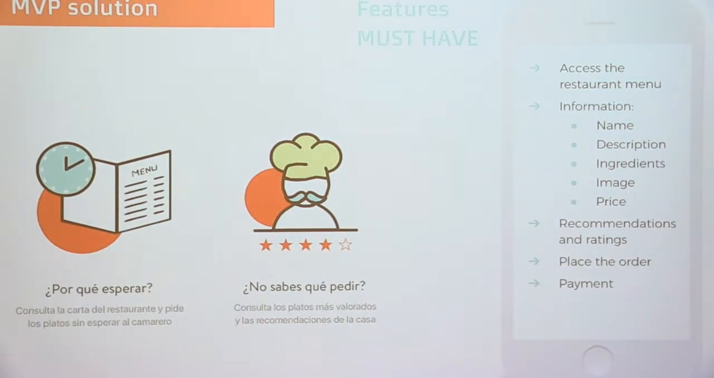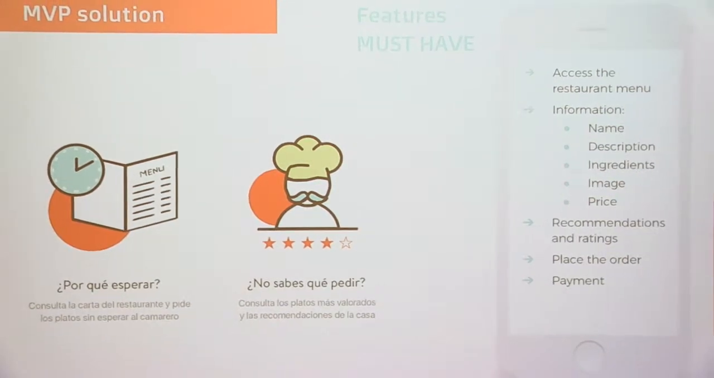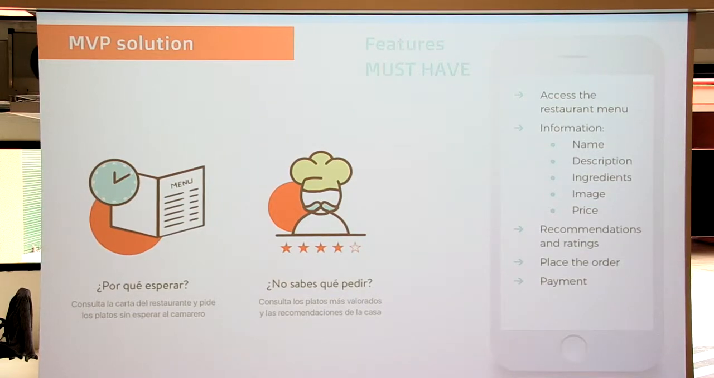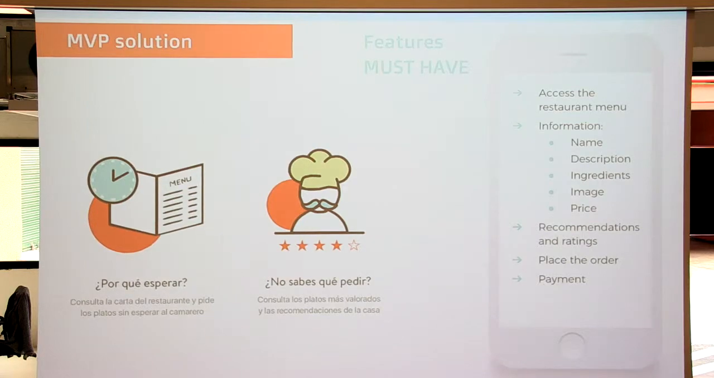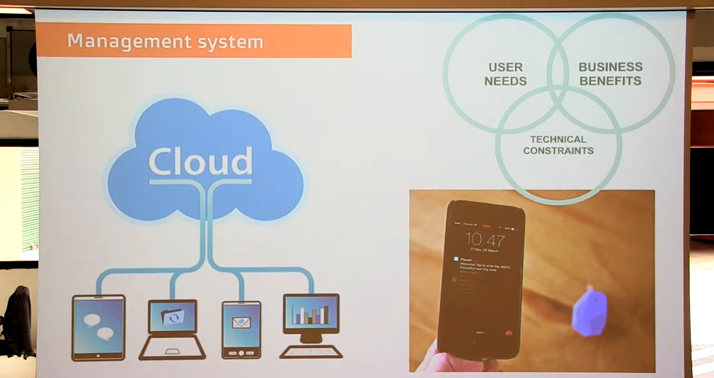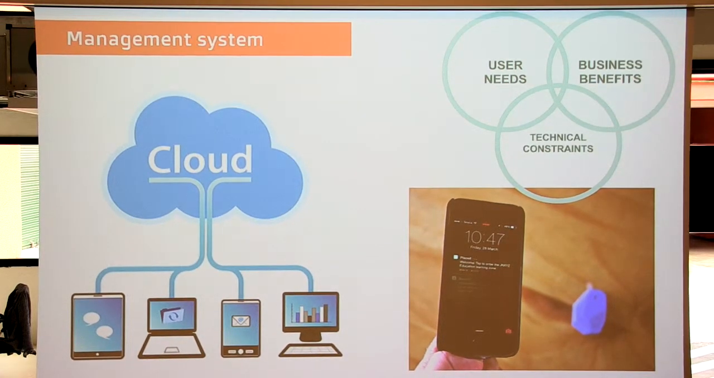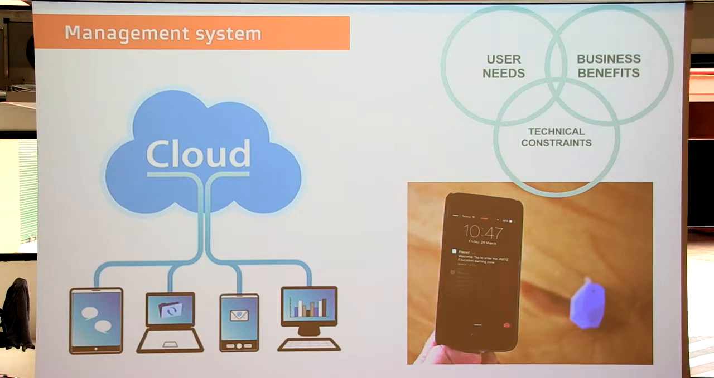So I defined my MVP, which is an app that gives you access to the restaurant menu. It has information about the food and everything, and recommendations and ratings, and it allows you to place the order and pay. This app is going to be part of a whole system, a website hosted in the cloud. And the detection system that we use to detect the devices is going to be the beacons.